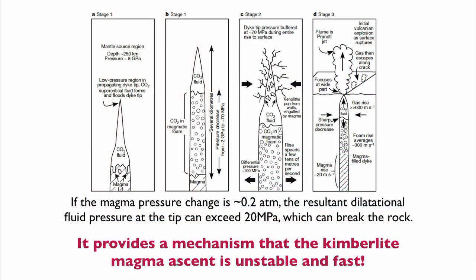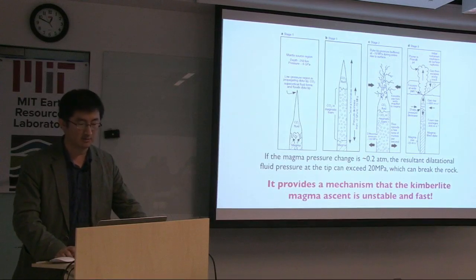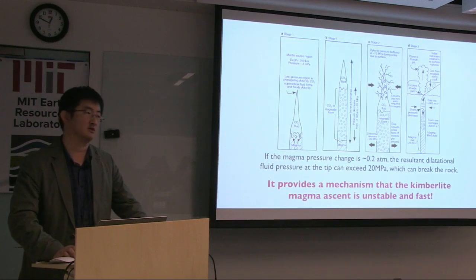So if we apply our pressure magnification mechanism, if the magma pressure change in this chamber is 0.2, we only need 1/5 of the atmospheric pressure. And if we apply a 1,000 times magnification factor, the resultant dilational fluid pressure at the fracture tip can exceed 20 megapascal. Okay, this is in addition to the confining pressure, which can break the rock. And it provides a mechanism that can simultaneously fracture the rock while the magma is traveling upward.